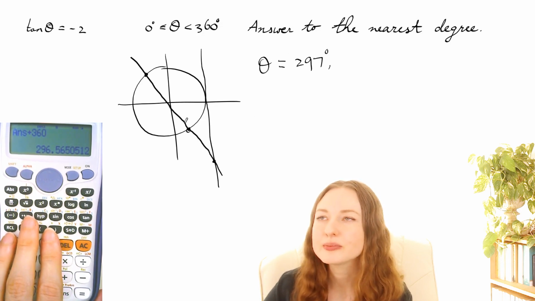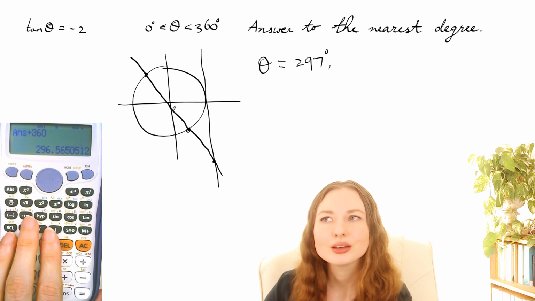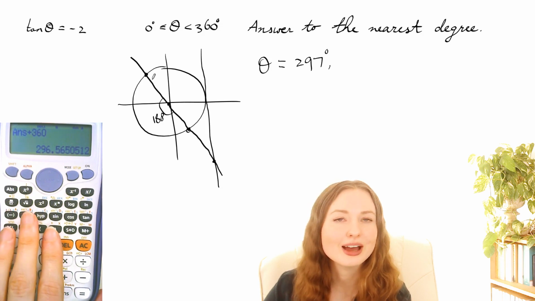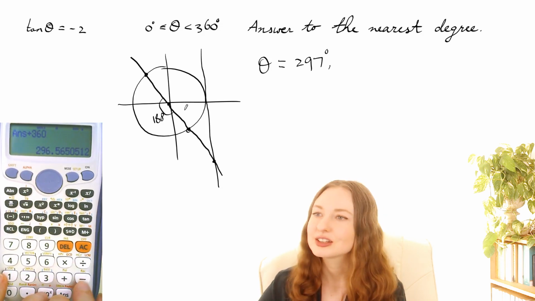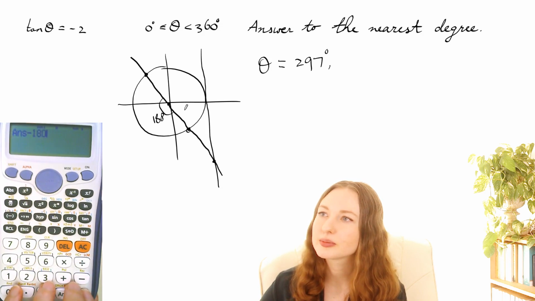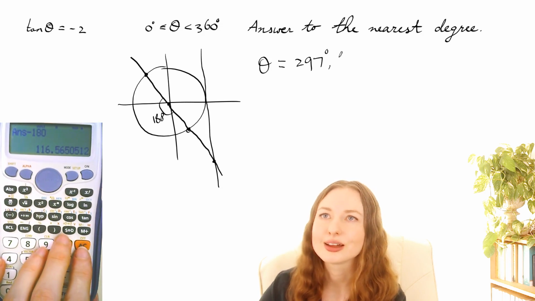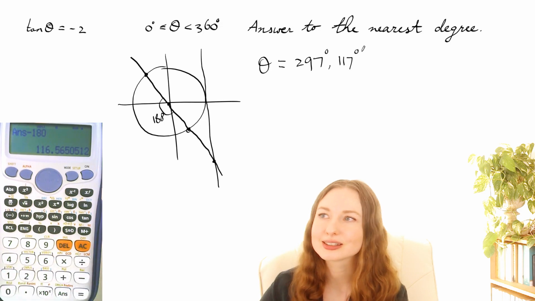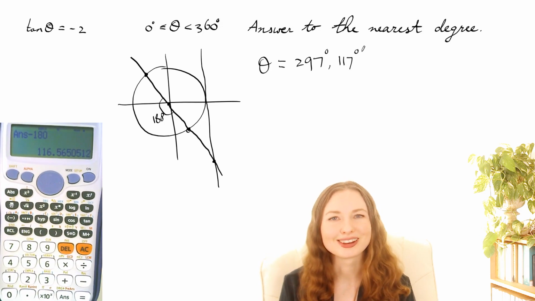So that's that one. Now to work out the other one, think of it like that is 180 degrees. So if we just subtract 180 from that, that'll give us the second answer. So let's go minus 180, and that tells us 117 degrees. So that's how you solve that one.